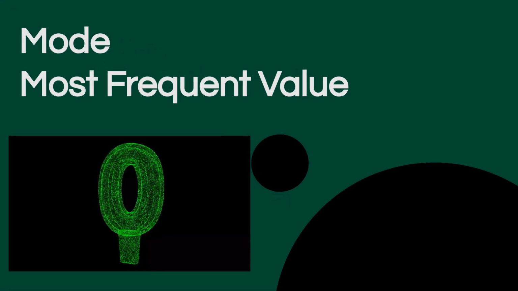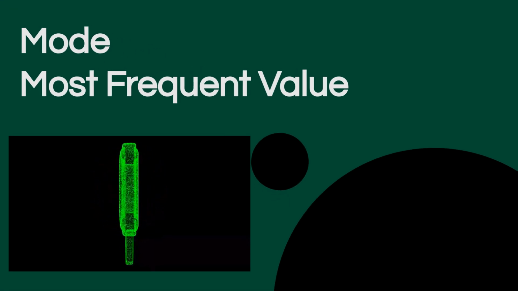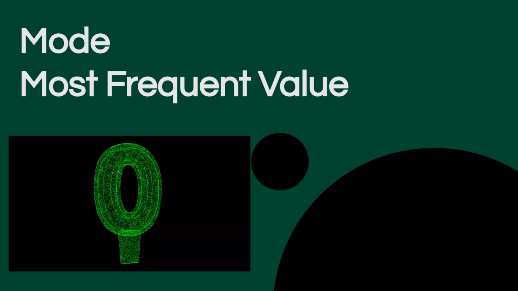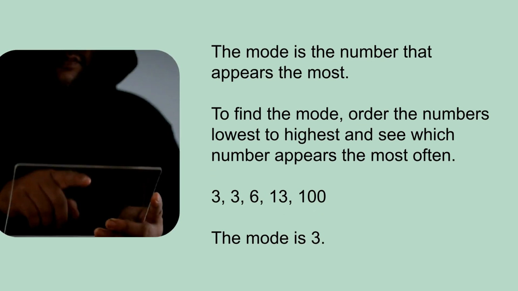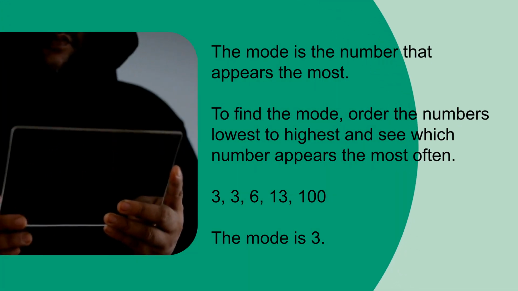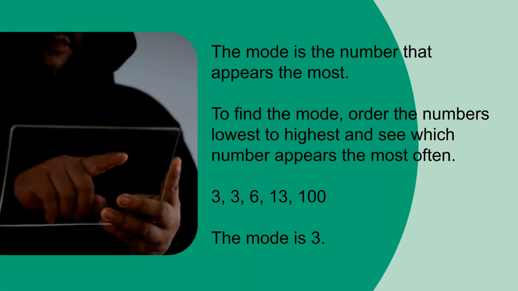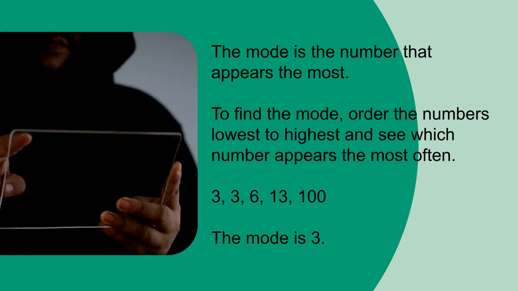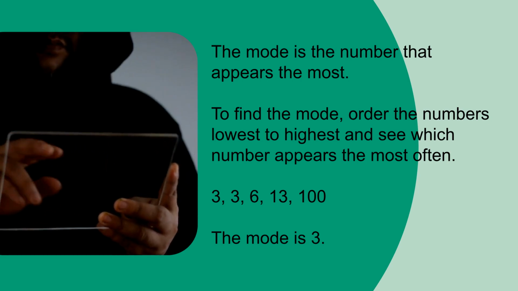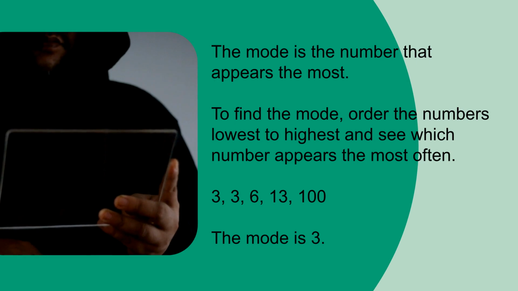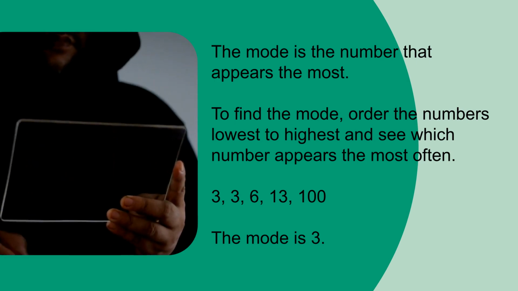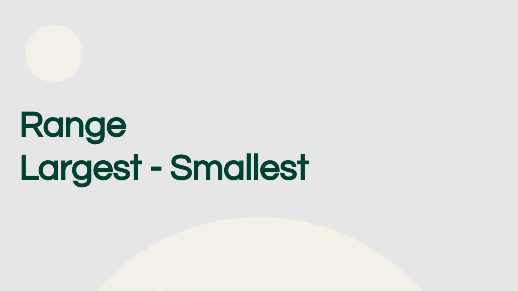The mode is the value that occurs most frequently in a dataset. The mode is the number that appears the most. To find the mode, order the numbers lowest to highest and see which number appears the most often. 3, 3, 6, 13, 100. The mode is 3. The range is the difference between the maximum and minimum values in a dataset.